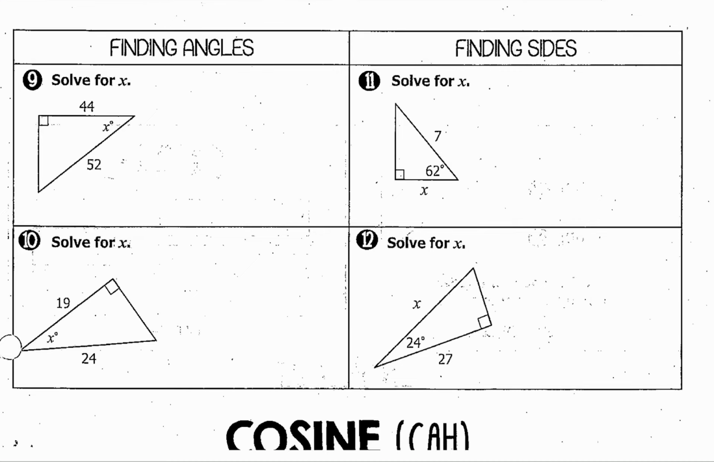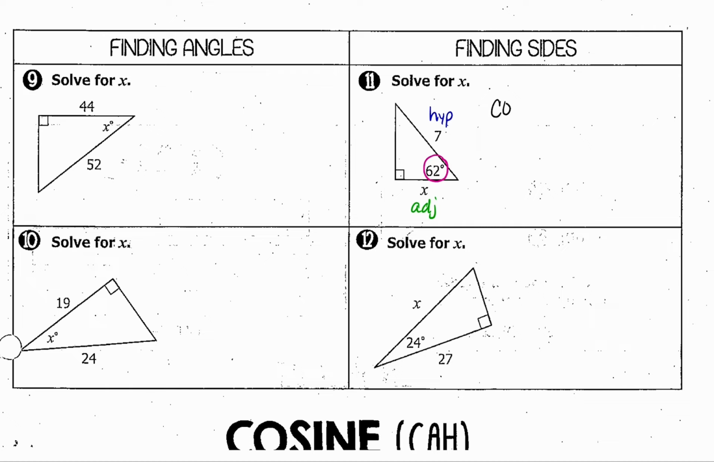In order to find the sides, we want to first identify the angle that we are referencing. So we have a 62-degree angle. 7 is our hypotenuse. We have x, which is going to be our adjacent side because it is touching the 62-degree angle. The ratio that uses both adjacent and hypotenuse is going to be cosine.